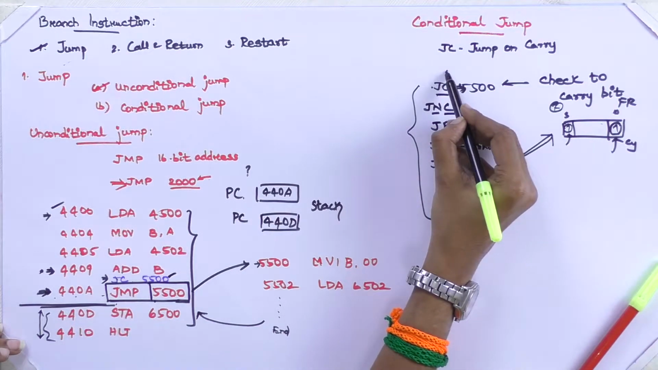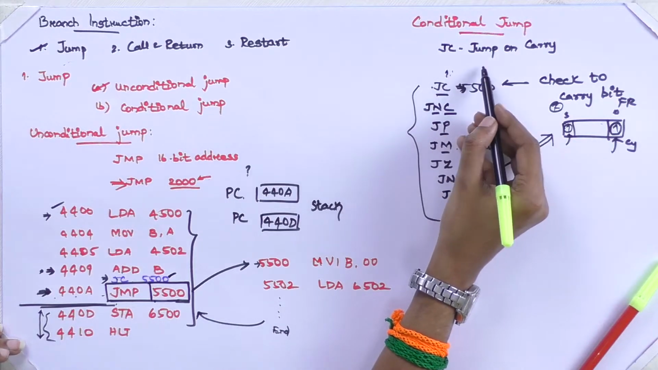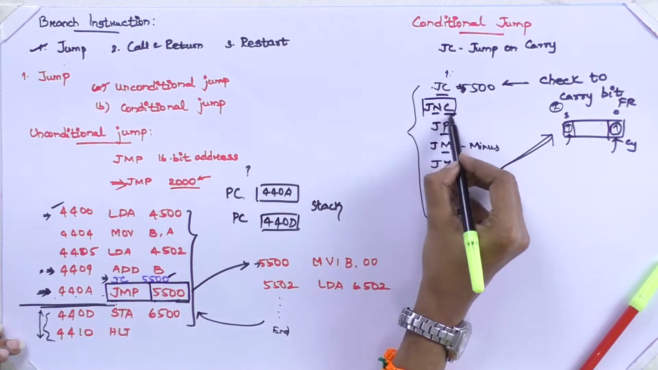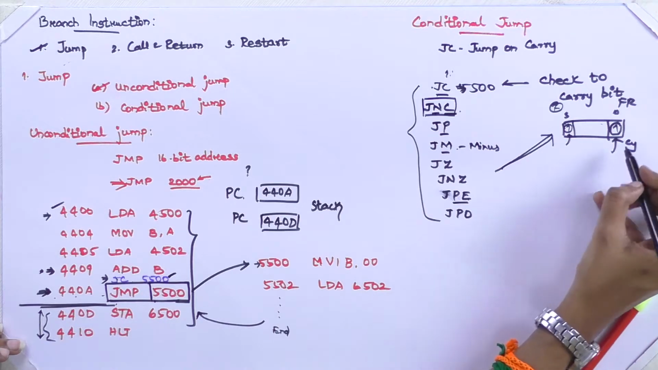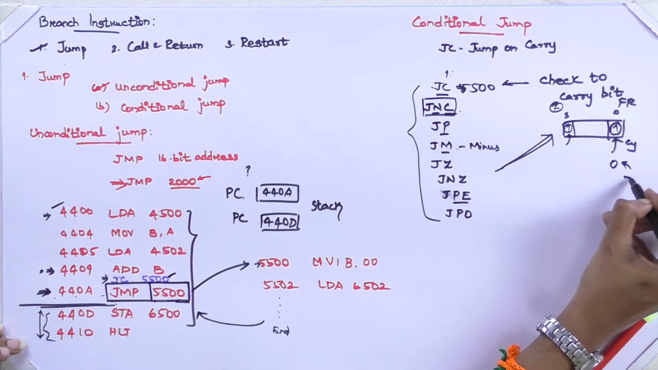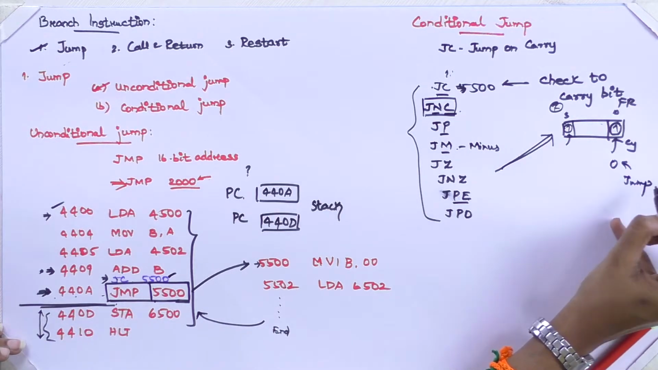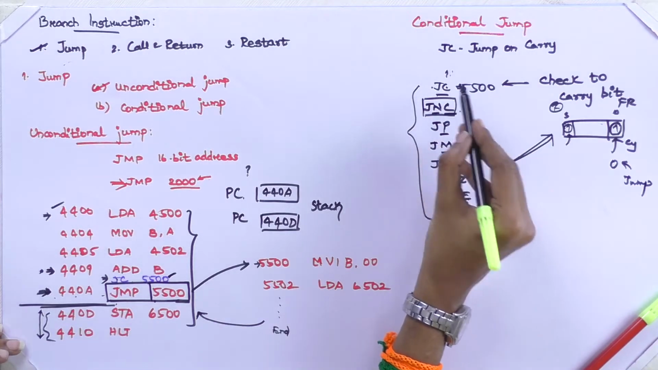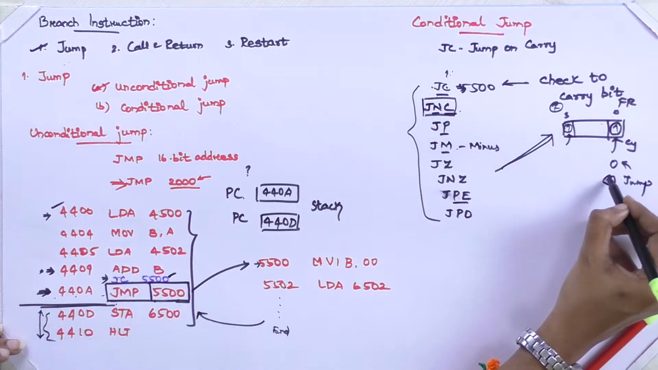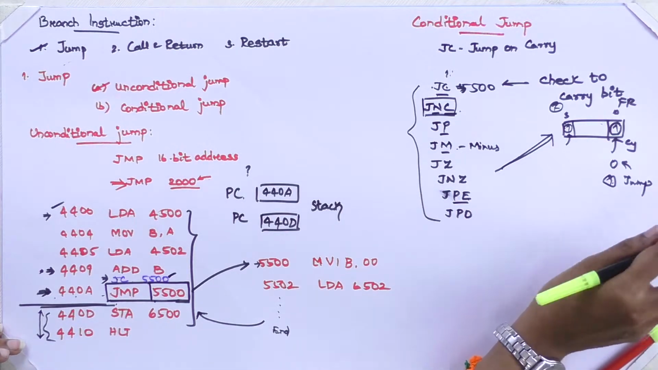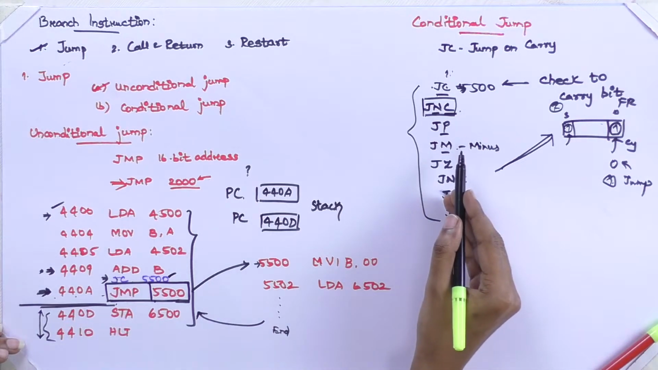In this case, if the carry is set, it will jump, otherwise it won't jump. But here the case is jump on no carry. If the carry is 0, then only it will jump, opposite to the previous case. So if the carry is 1, it won't jump, it will continue with the program. So that is about unconditional and conditional jump.